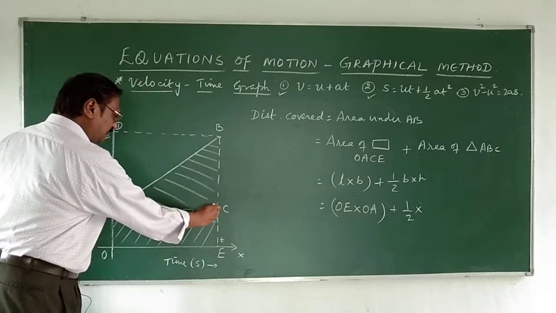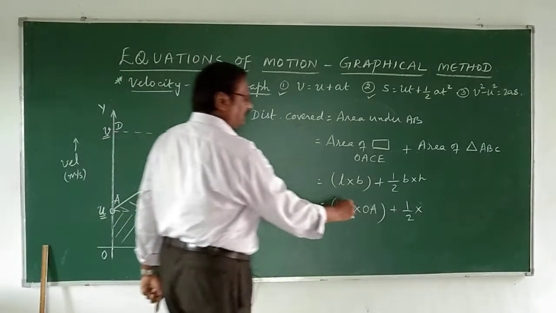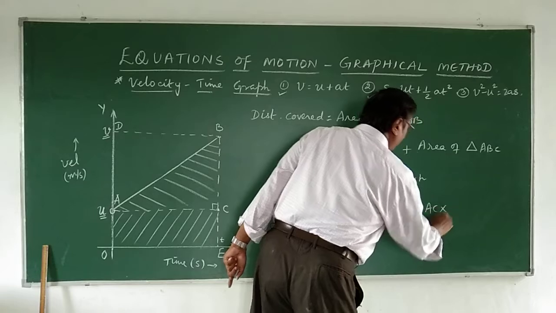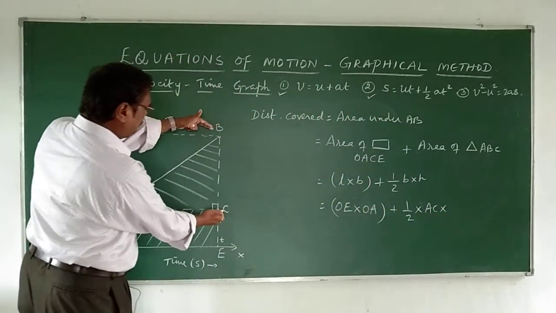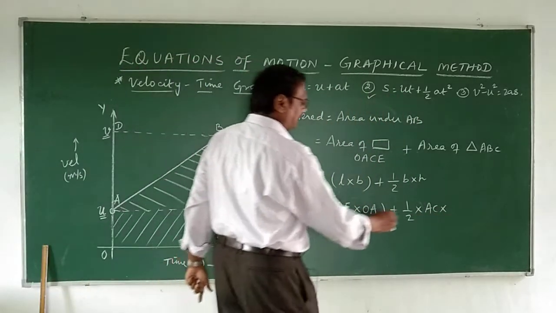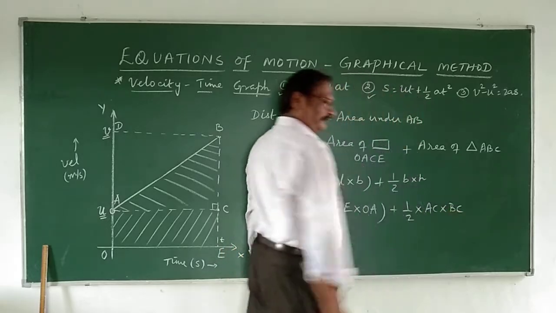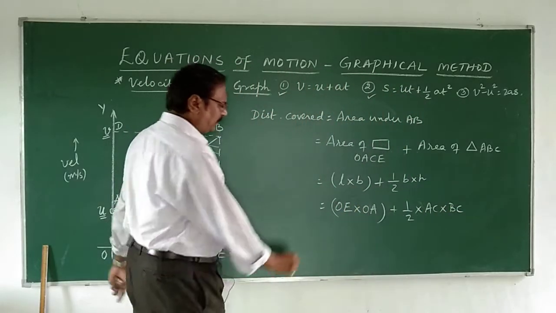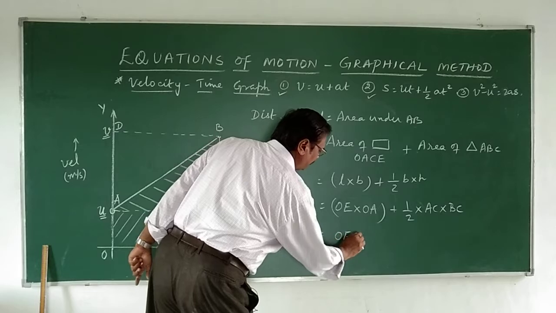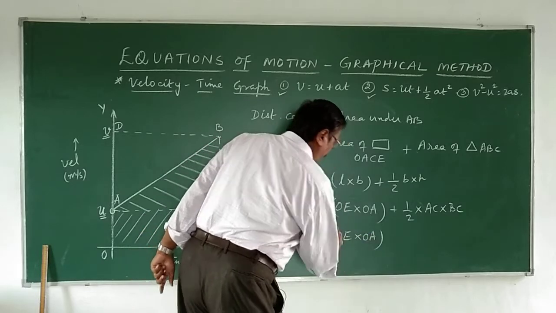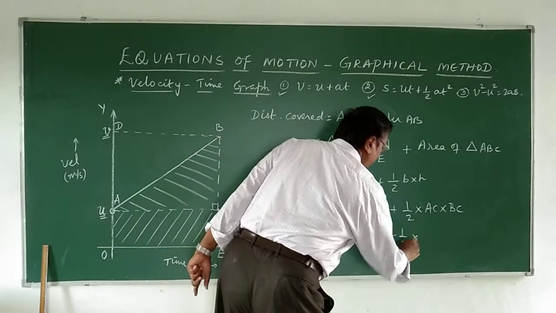What is the breadth of it? AC, right? AC multiplied by, what is the height? Height is nothing but BC. Fine, BC. Let us go slow, right? We will take an extra step, but we will not make a mistake. Fine, into OA plus half into AC.